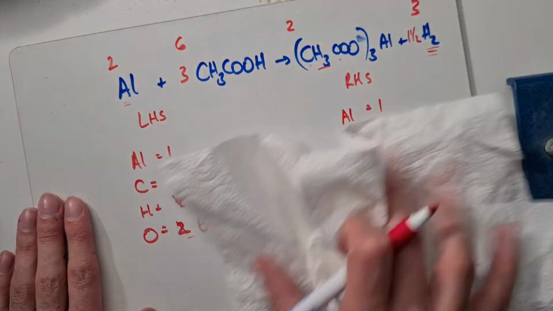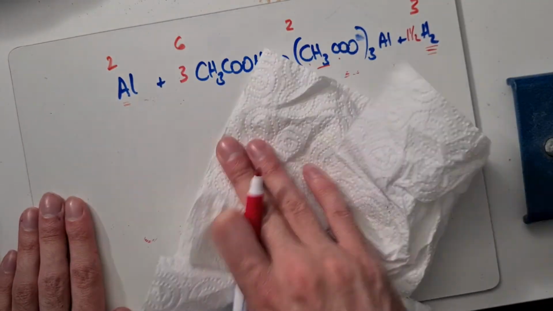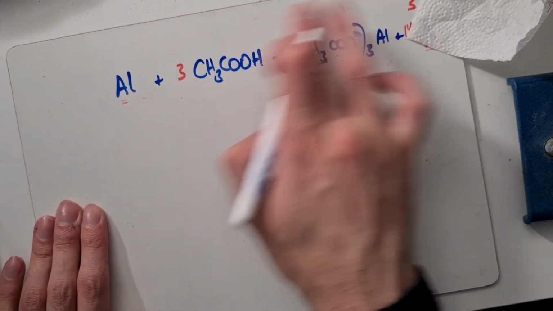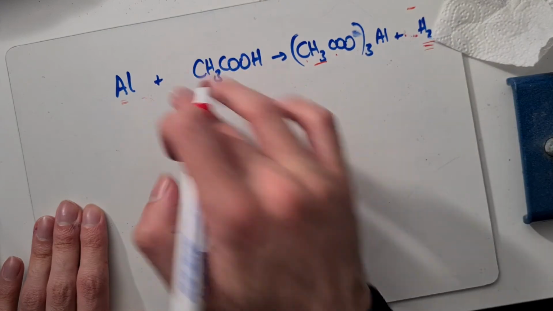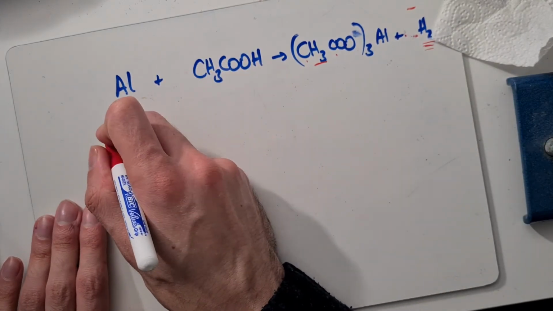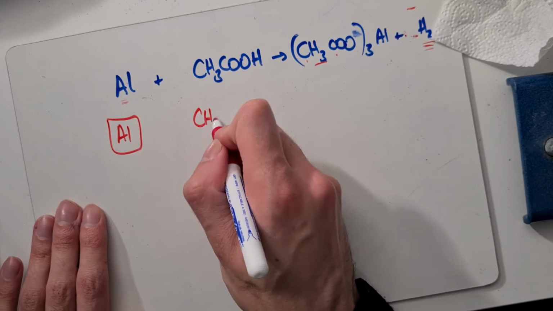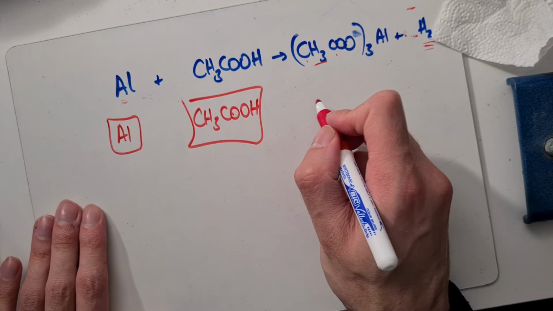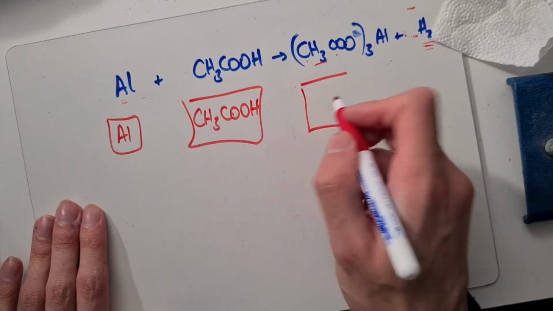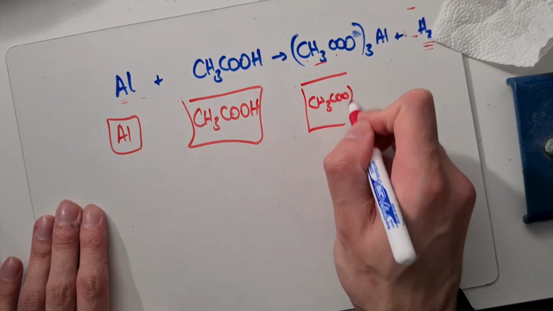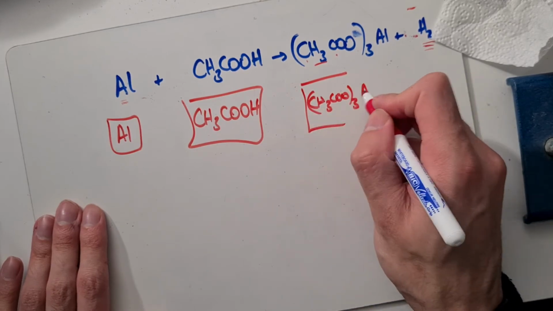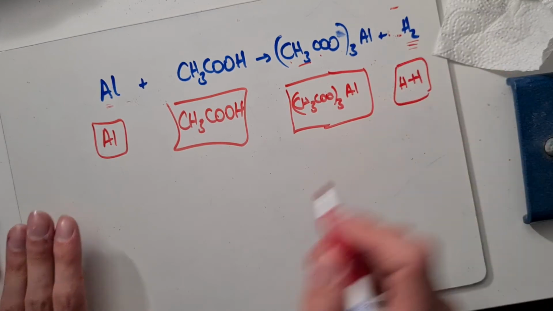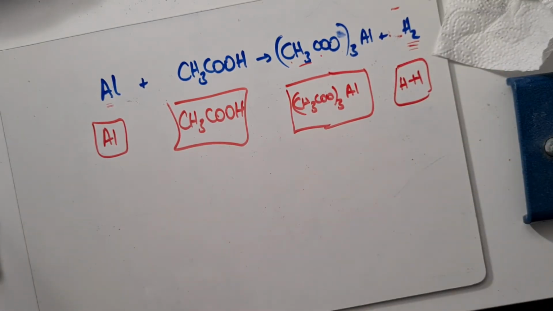So the other way you can balance equations is to look at it as blocks. And we've got an aluminium block on the left hand side, CH3COOH block. Oh, this is going to be a pain to draw. CH3COO times 3 block with Al and an H2 block. And then do the same process again.